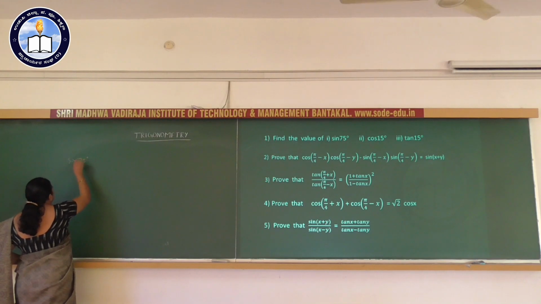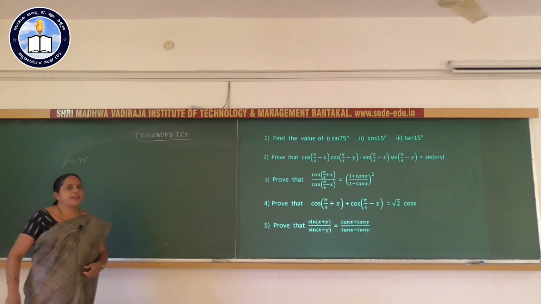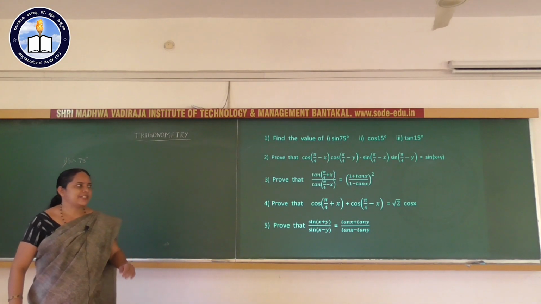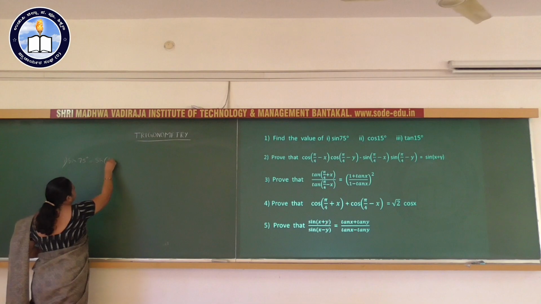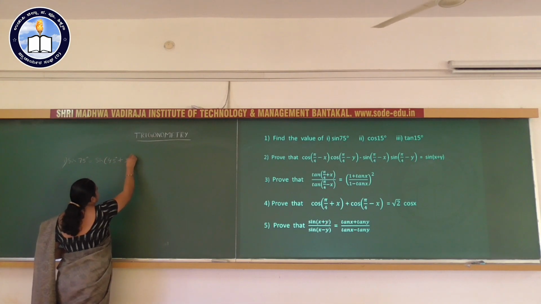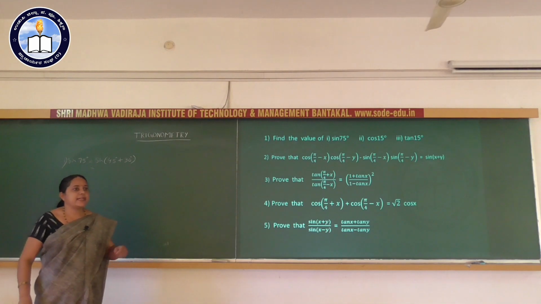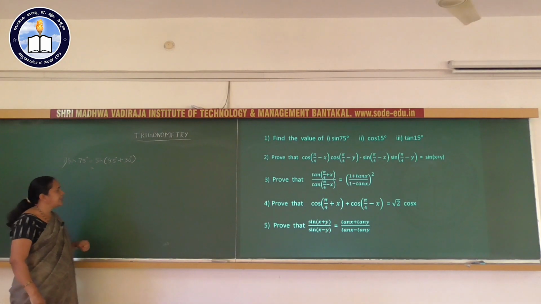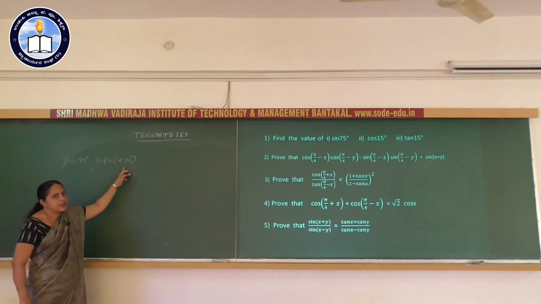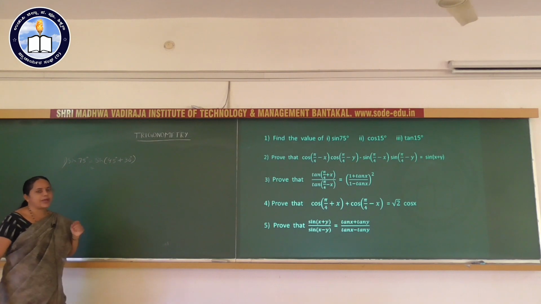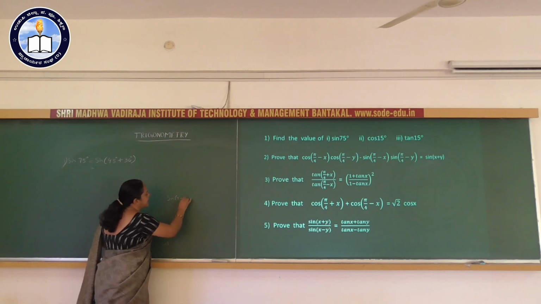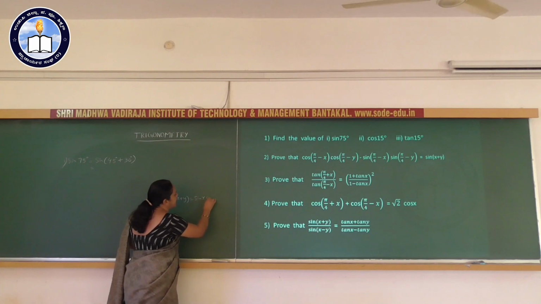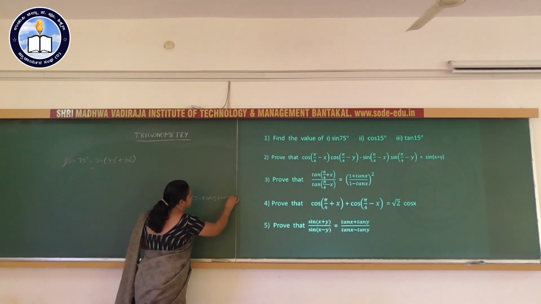Sine 75 degrees. Now, as the sum of standard angles, we can write 75 degrees as 45 plus 30 degrees. Sine 75, we can write sine of 45 plus 30 degrees. Now, we can expand this using the formula sine of x plus y is equal to sine x cos y plus cos x sine y.